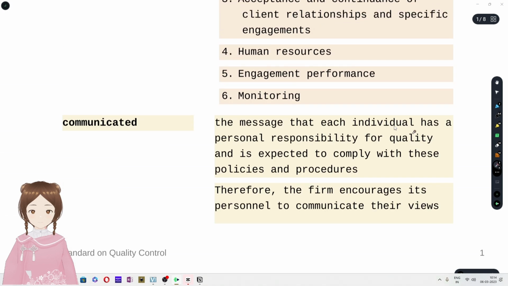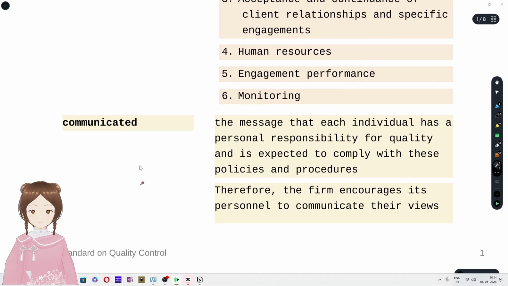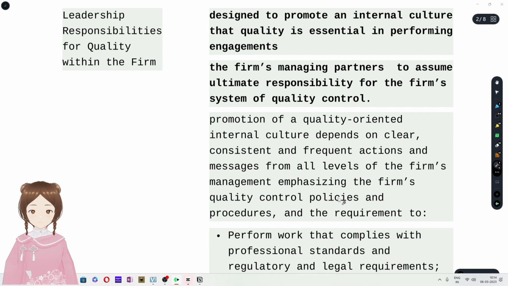Communication should be two-way. What the audit partner is communicating to personnel is about the policies and procedures, and telling them their personal responsibility. What he expects in the second way is that they communicate their views and concerns on quality control matters. Communication is always two-way.